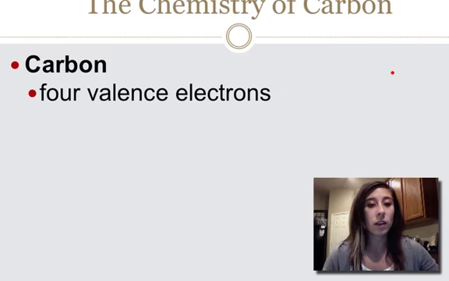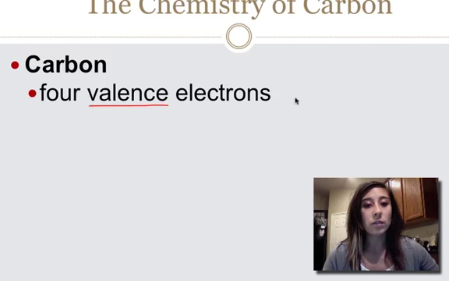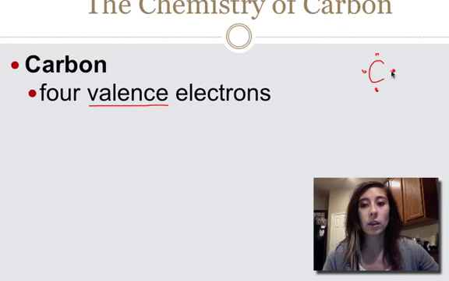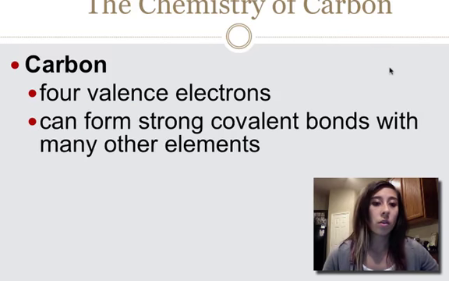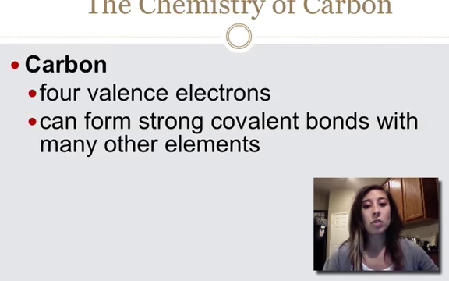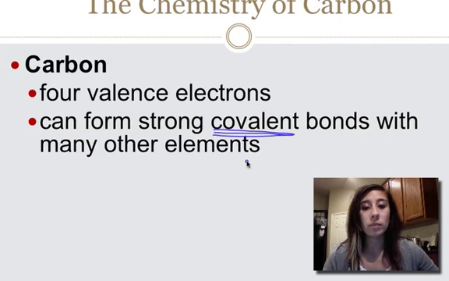Remember that valence electrons are those electrons that can be transferred, or they can be given or shared. Right? So we can actually give them away, or we can share them. So carbon can form many strong covalent bonds. Remember, a covalent bond is the type of bond where electrons are shared. They're not given completely away, we are sharing them.